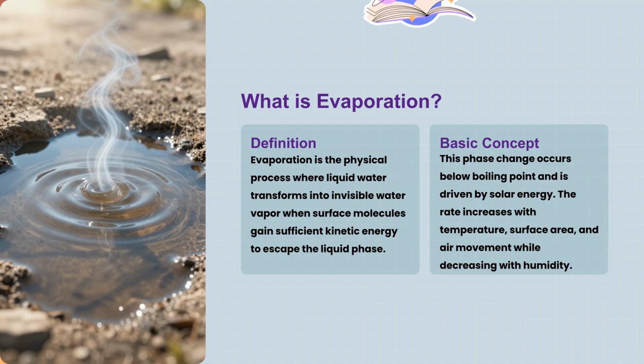What is evaporation? It's the physical process where liquid water transforms into invisible water vapor when surface molecules gain enough kinetic energy to escape the liquid phase. This occurs below the boiling point and is driven by solar energy. The rate is affected by temperature, surface area, and humidity.